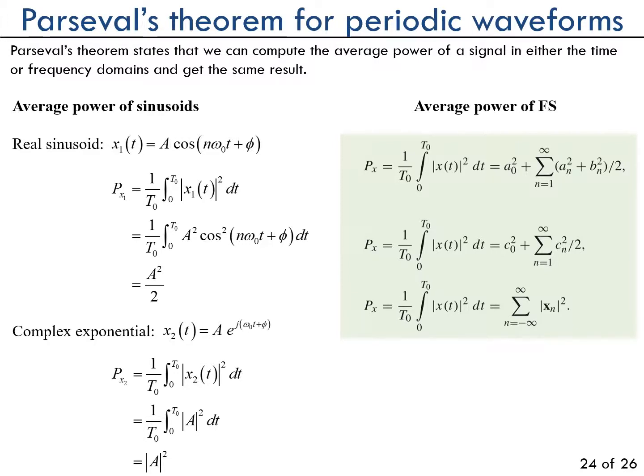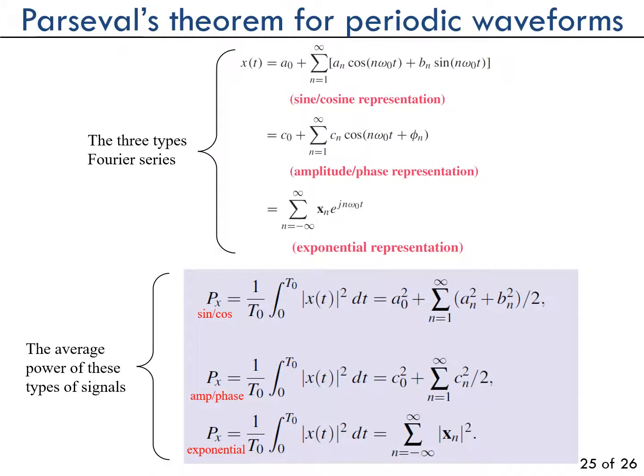Now, when you apply this to Fourier series, you get the three expressions in the green box. Each of those expressions are equivalent to each other. But you can see here that it's in terms of the DC power component and the AC power component for each one of them. There's really nothing new here, but I just want to show together the three types of Fourier series and their respective average powers.